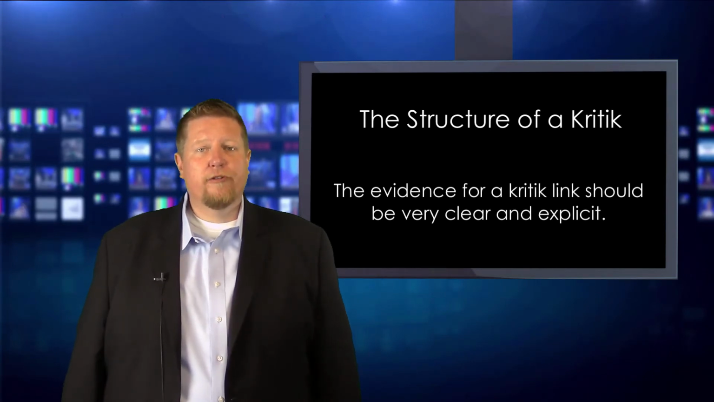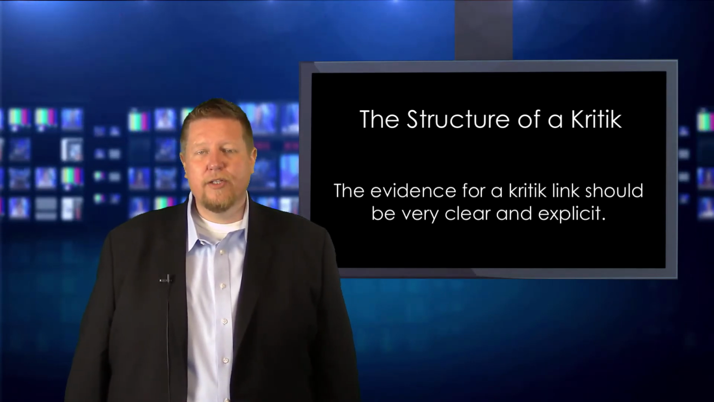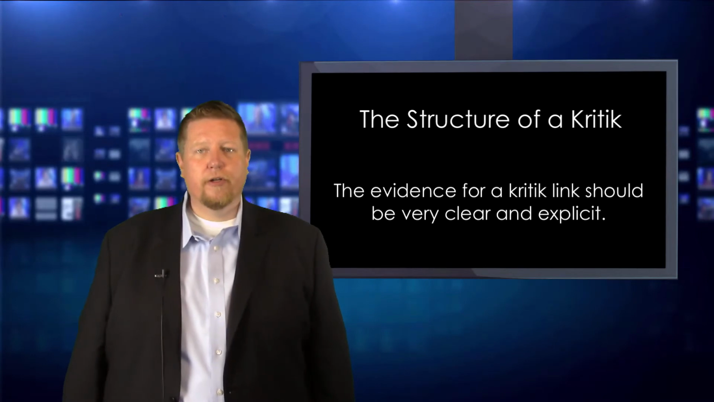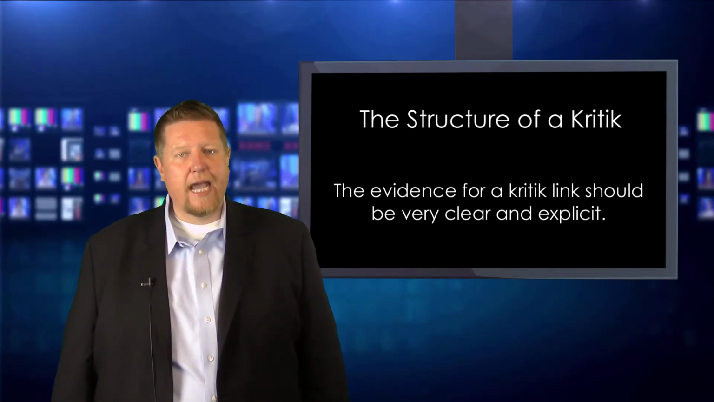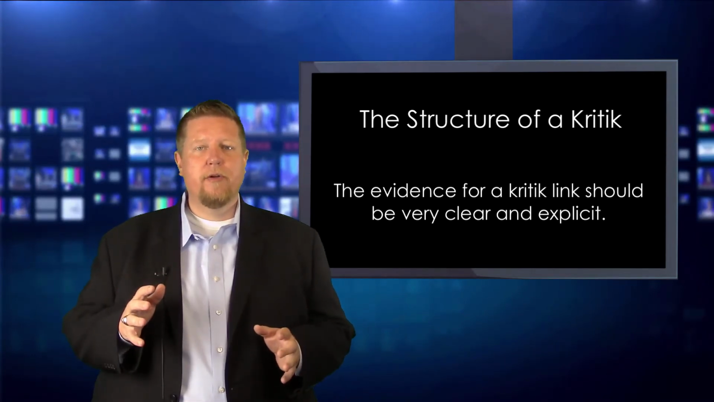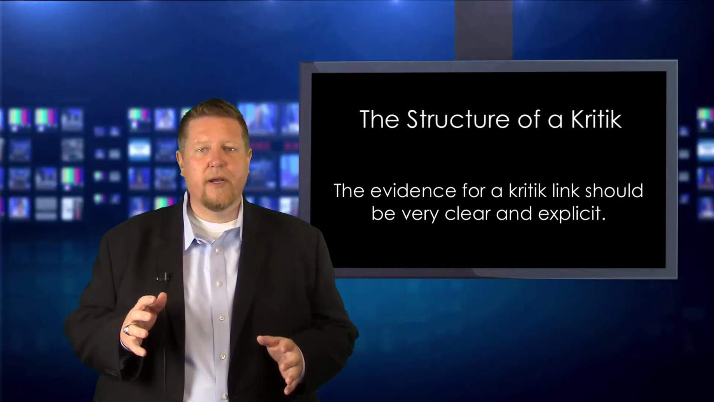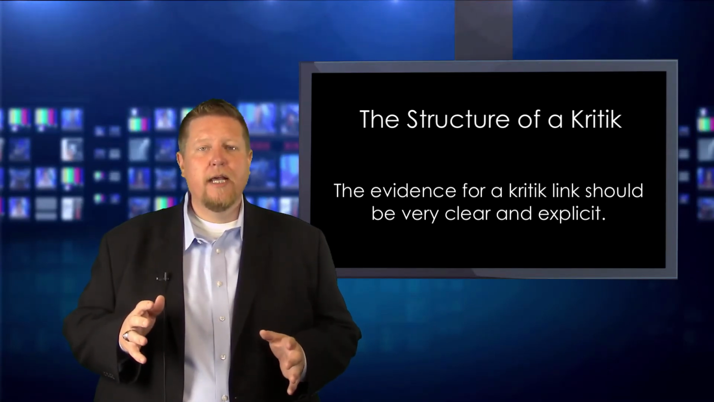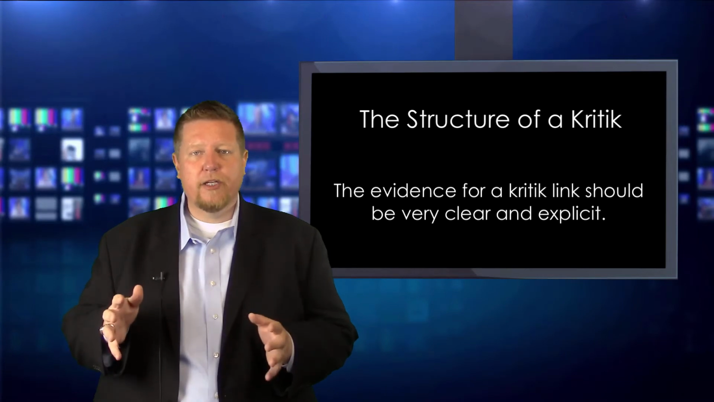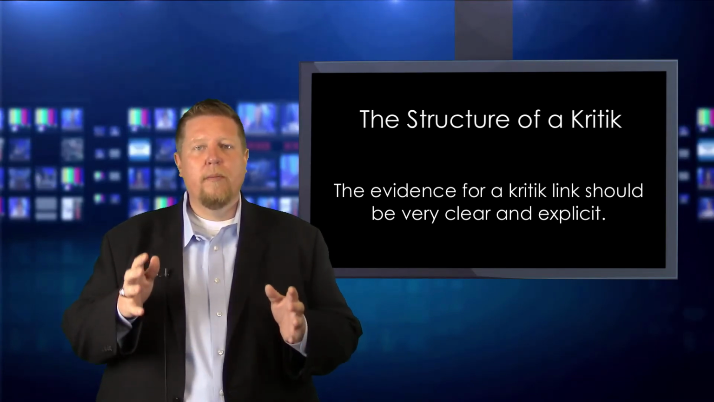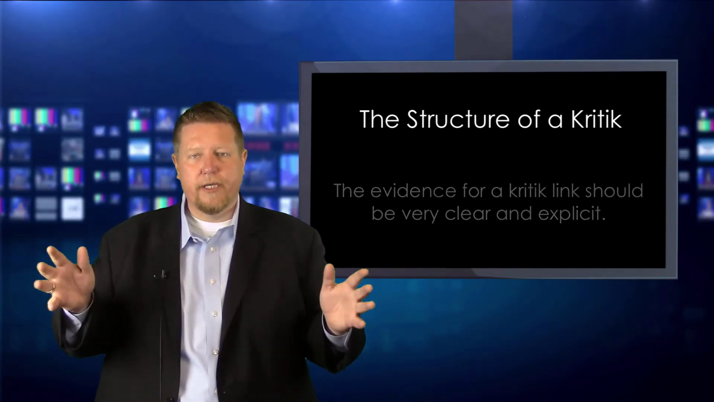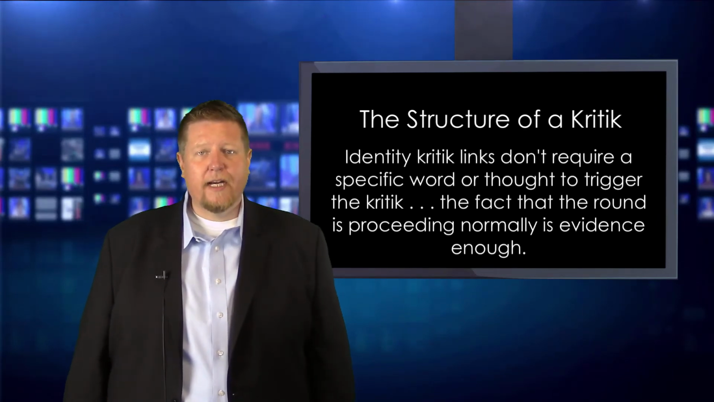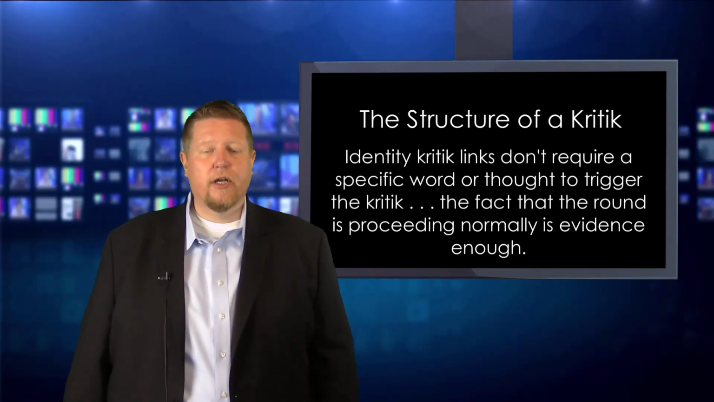Now, the evidence for a critique link should clearly connect what it is the opposing team does to trigger the critique to the claims and warrants in the link evidence. So, for example, if the opposing team uses the threat of terrorism to motivate our decision-making, the link evidence should clearly say that using the threat of terrorism to justify policymaking is problematic and harmful because it leads to or causes X, Y, or Z. In the case of identity critiques, the link essentially functions a little differently.